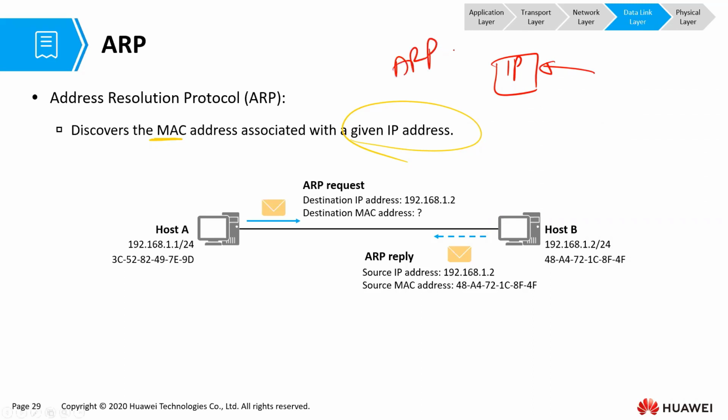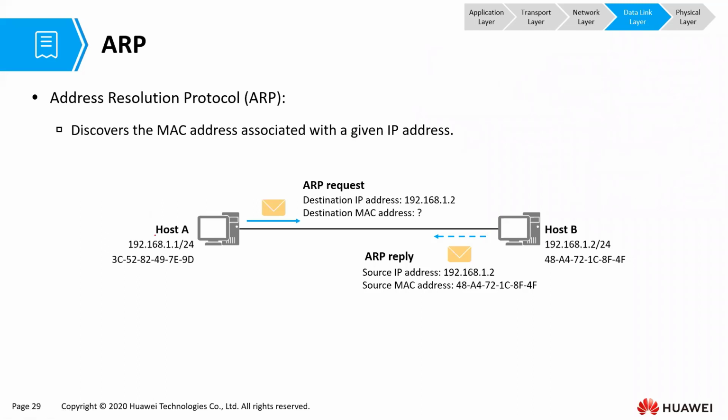Now, there are some cases, though, where we have the physical address. I know the physical address, but I need the IP address, the logical address that matches that physical address. In that case, we use what we call inverse ARP. Okay, but in this case we are talking about ARP.